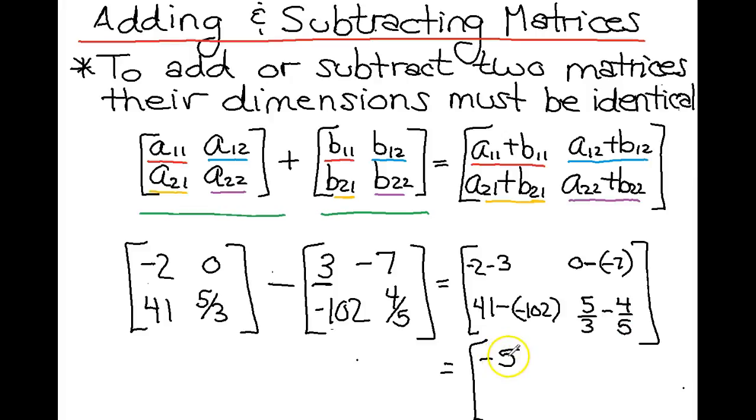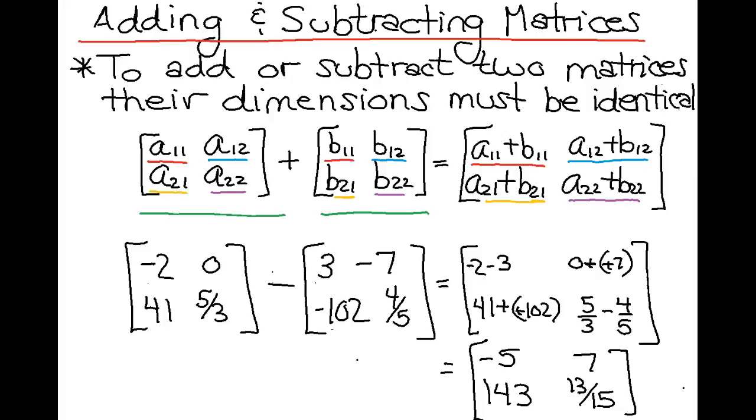So I get a negative 5. This is just going to be addition, so I'll get a 143. It's going to turn this into addition. That's going to be a 7. And now it's going to be 25 minus 12, which is 13/15.